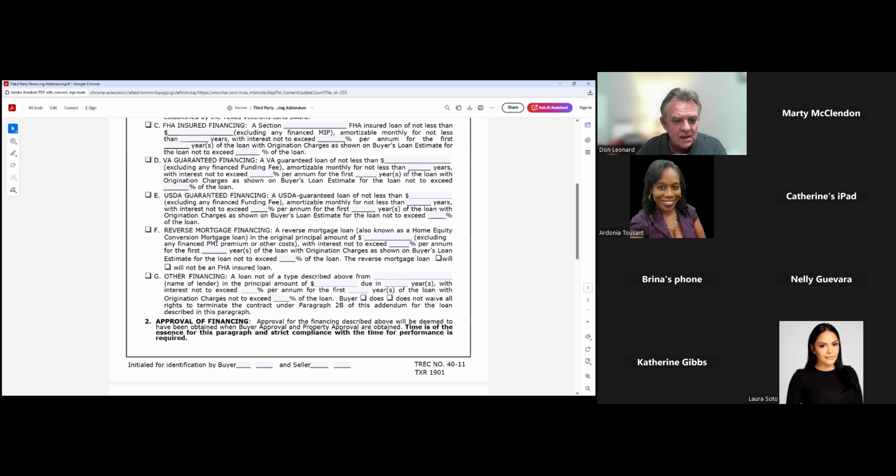So, all right. Two, approval of financing. And you see here they say time is of the essence. Whenever they stick in time is of the essence, they're saying that the time frame you see here is the time frame. The only way it can change is if the parties agree to it in writing. You can't be a little bit late on this one.